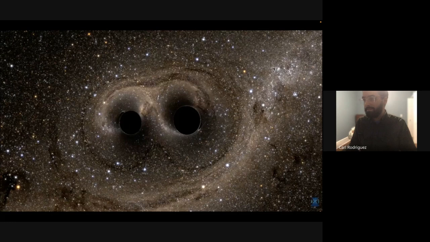At the time, this was the most energetic event we had ever witnessed as a species. If this amount of energy had been instead emitted as visible light, the single event would have outshone every star in the observable universe by a factor of 50. And so the question that I want to address is, where do these black holes actually come from? How do you actually get black holes that are 30 times the mass of the sun?